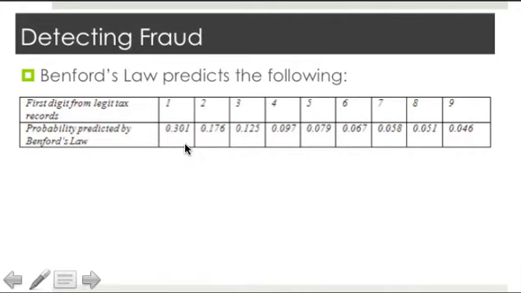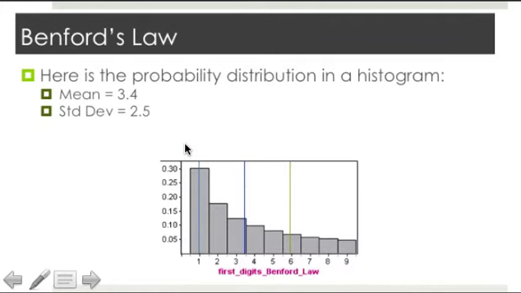Now, one way to look at this is by creating a histogram of these values. When we do that, it looks a little bit like this. Here's the probability distribution in a histogram model. The mean in this data set is 3.4, and the standard deviation is 2.5. You can see the mean first digit value is at 3.4, and the standard deviation of 2.5 represents the distance from the mean to this bar on the right, about 2.5 units over. Likewise, over here on the left, this distance is 2.5 units.